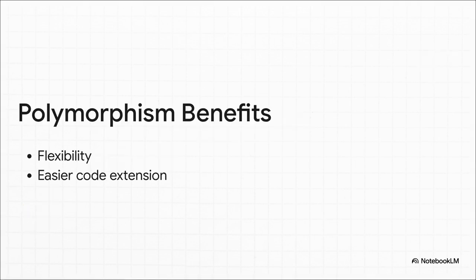So how does this actually help you in practice? It gives you ultimate flexibility and makes code extension incredibly smooth. Imagine writing a program that has to process hundreds of different types of animals. Thanks to polymorphism, you don't need a massive wall of 100 different if statements checking what animal it is. You literally just loop through a list of animals, call the sound method, and let polymorphism guarantee that each specific animal makes its correct sound automatically.